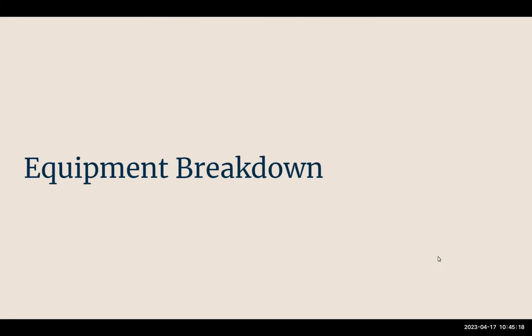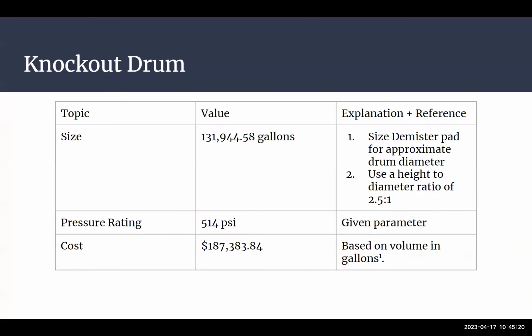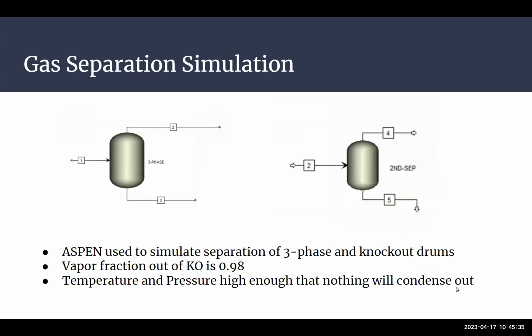So let's get into the equipment breakdown. So starting out with the knockout drum, the reason why we have this knockout drum is to get rid of the entrained liquids that are still in the natural gas, just to make sure we have as pure of natural gas as possible for our uses. So we settled on only having one knockout drum by using Aspen, and we used it to simulate the separation of both the 3-phase and any knockout drums.